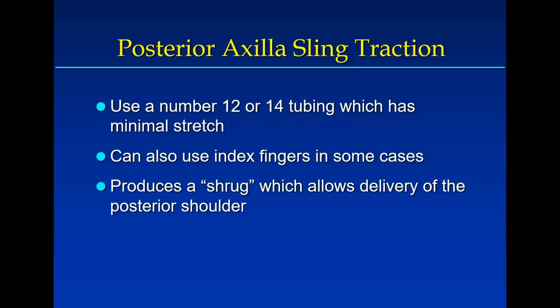The posterior axial traction maneuver, or PASS procedure, has been written up in the last few years. To do it, you would use a number 12 or 14 GI tubing, which has minimal stretch, and that type of tubing is used for certain numbers of neonates. Or you can use your 2 index fingers if, again, there's enough room to get them into the position that you need. It basically produces a shrug of the posterior shoulder, which allows delivery of that shoulder.